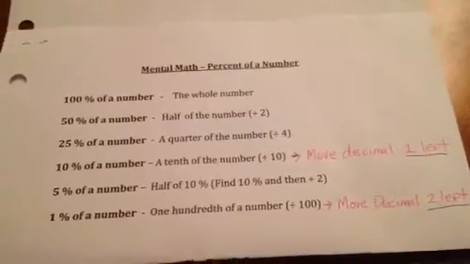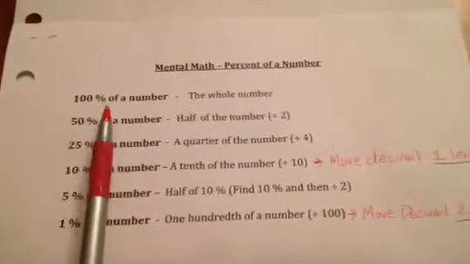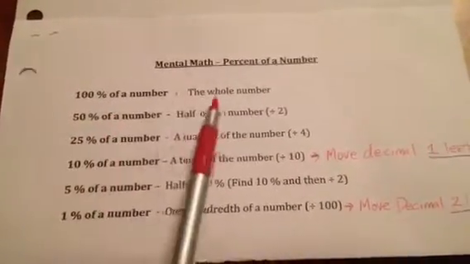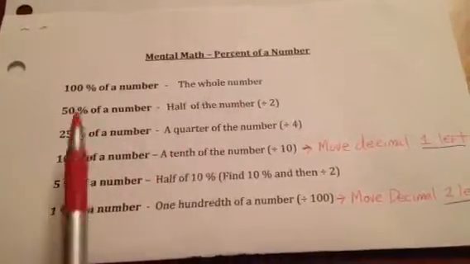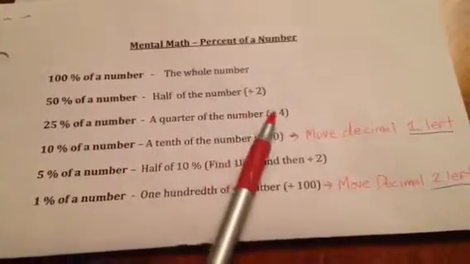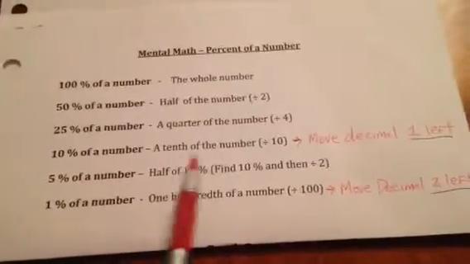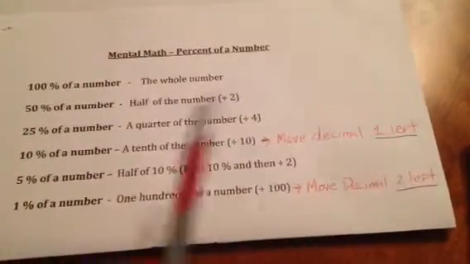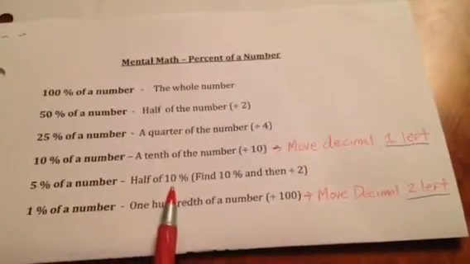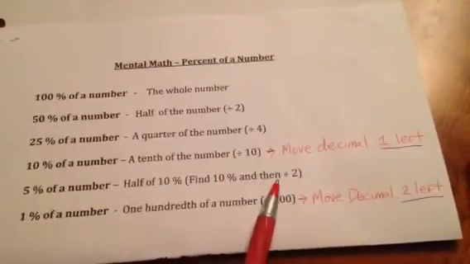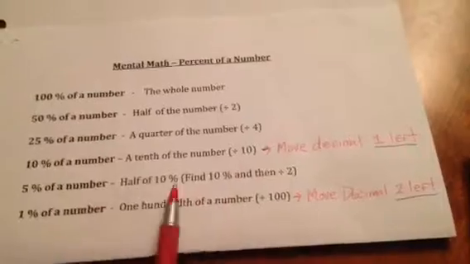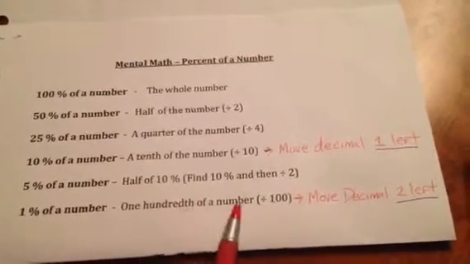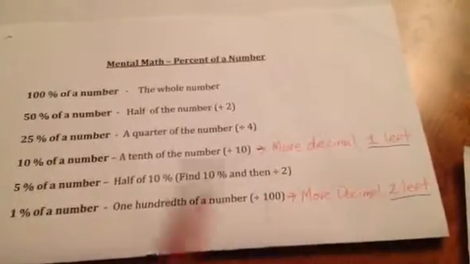So here's the cheat sheet you received in class showing what 100% of a number means, which is the whole number. 50% is half the number, 25% is a quarter, divided by 4. 10% is a tenth of a number, divided by 10, or move the decimal 1 to the left. 5% is half of 10%, so find 10% and then divide by 2. And 1% of a number is 1/100th of a number, divided by 100. Move your decimal 2 to the left.